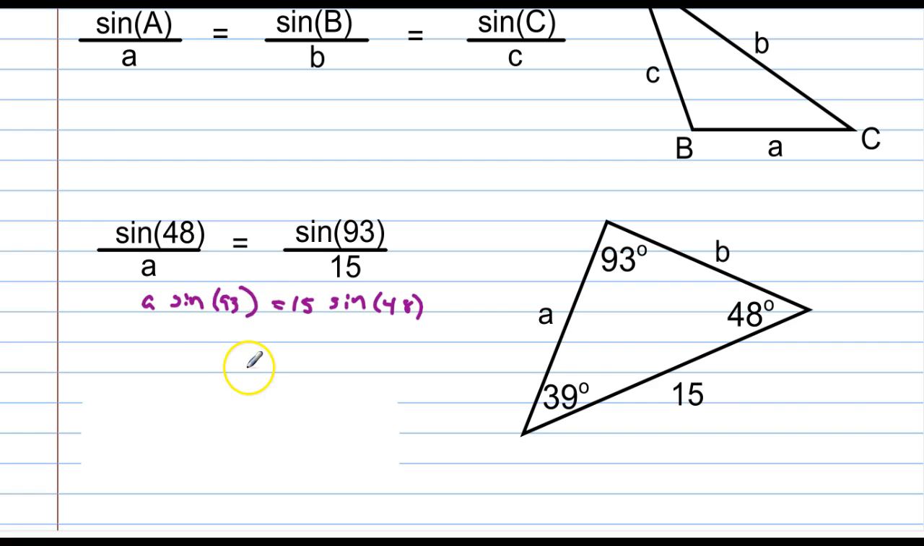And then I'm going to divide both sides by the sine of 93. So I end up with a is equal to 15 times the sine of 48 all over the sine of 93. And you can punch that in your calculator. When you do, I got 11.2 here. So a is equal to 11.2. Oops, I lost my pen tool.